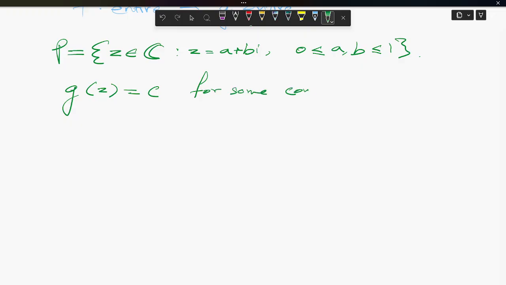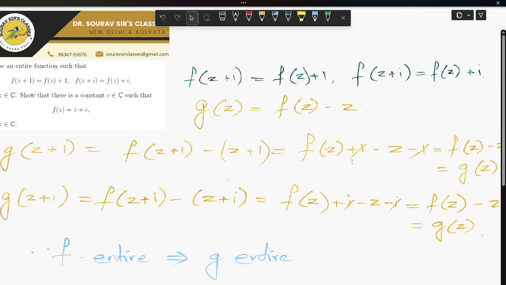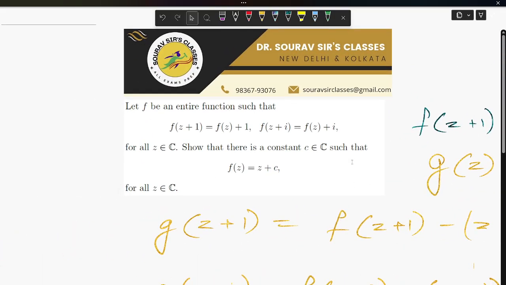for some constant c belongs to C. So now we can conclude from this that as our g of z equals f of z minus z equals c for some constant c, our f of z is equal to z plus c for all z belongs to C. So there exists a constant c belongs to C such that f of z is equal to z plus c for all z belongs to C. So this completes the proof.